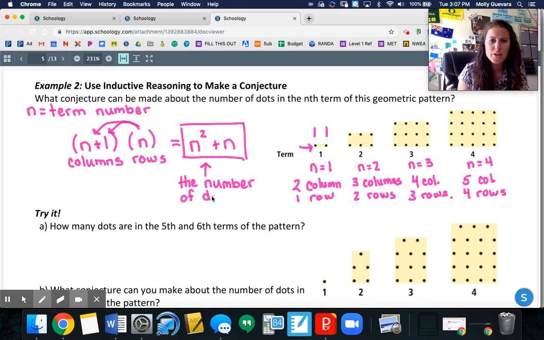So if I want to know how many dots are in the 100th term, right, I can just plug in 100 and solve. If I want to know how many dots are in the 20th term, I just plug in 20 and solve. So this will give me the number of dots that are in each term. Okay.